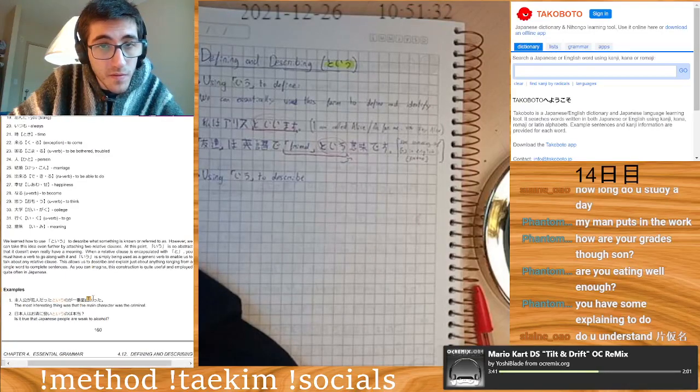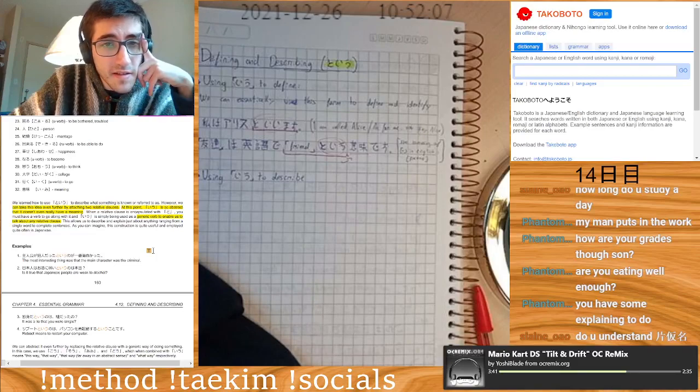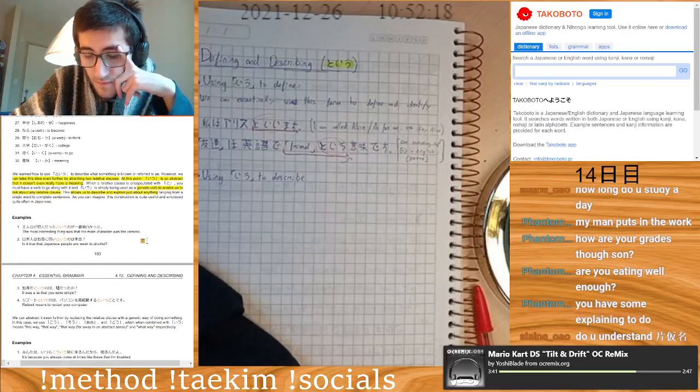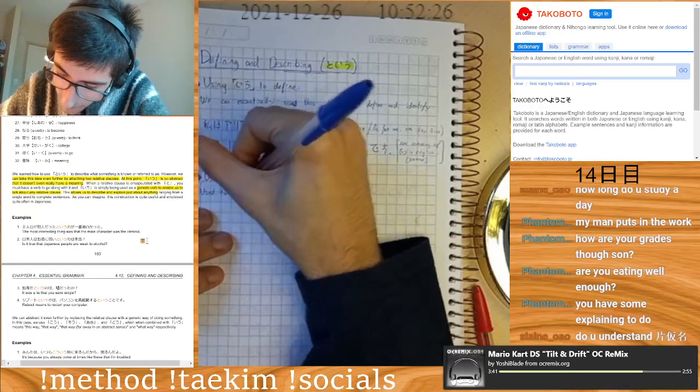So we'll learn how to use toyu to describe what something is known or referred to as. However, we can take this idea even further by paying attention to relative clauses. At this point, the use of the verb becomes abstract and doesn't really have a meaning. It's a generic verb to allow us to talk about any relative clause. So this allows us to describe and explain just about anything. It's used to connect two clauses, right?